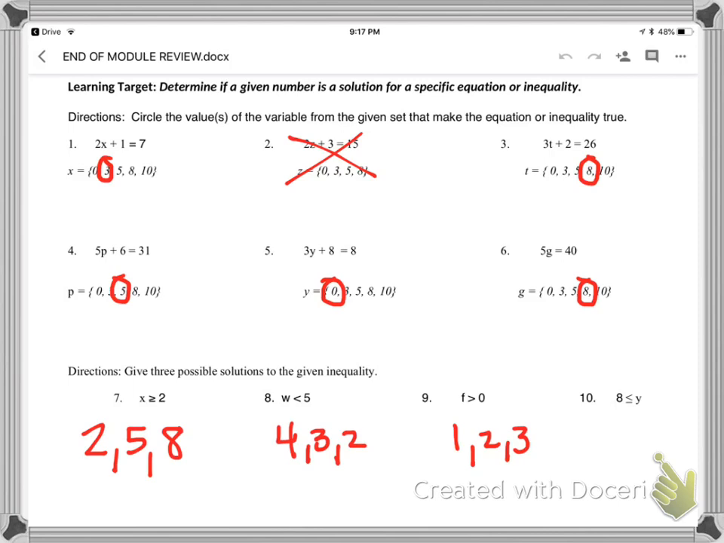And then this is where we want to read from the variable, the y, and read this way. It says y is greater than or equal to 8. Anything that's greater than or equal to 8 would work. So 8 would work, 8.5 would work, 9, 10, 12, 20. All right, get the idea.